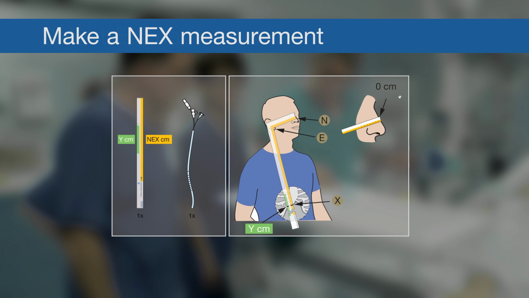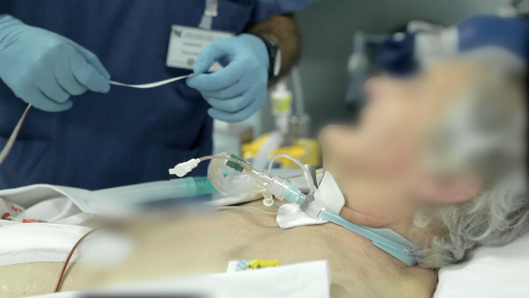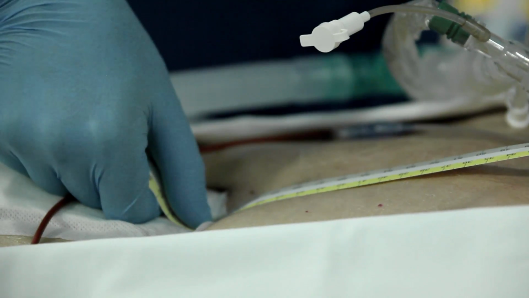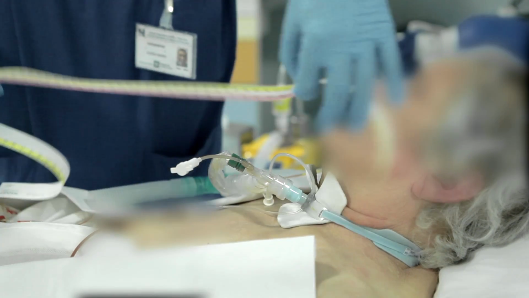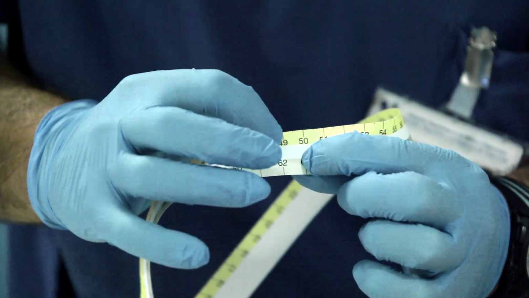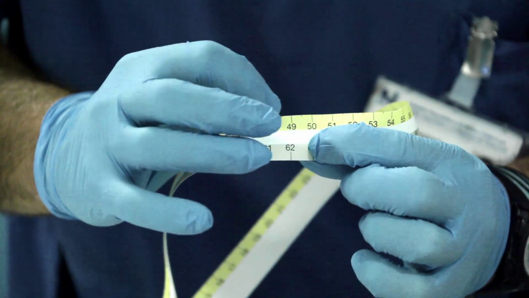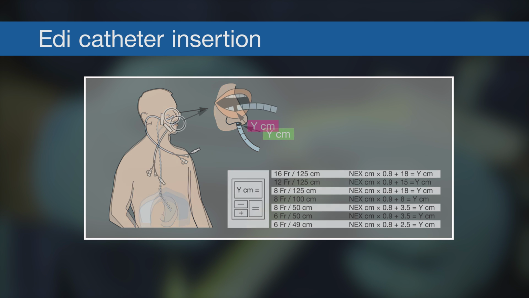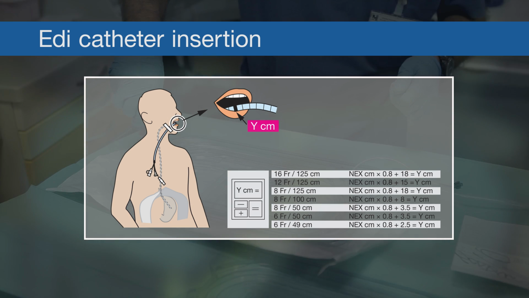Make a NEX measurement from the bridge of the nose to the earlobe and then to the xiphoid process. This is the NEX measurement. Calculation of insertion distance for the EDI catheter depends on the catheter size and if nasal or oral insertion.